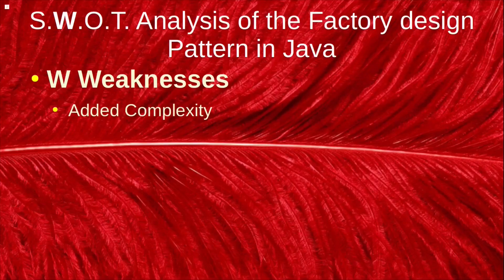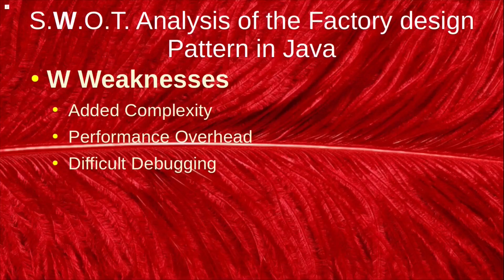W, Weaknesses. Added complexity: introduces an additional abstraction layer which may be unnecessary for small-scale Java applications. Performance overhead: might introduce minor performance overhead due to the extra method calls and object creation logic. Difficult debugging: since objects are instantiated through factory methods, tracing errors to specific implementations can be more challenging.